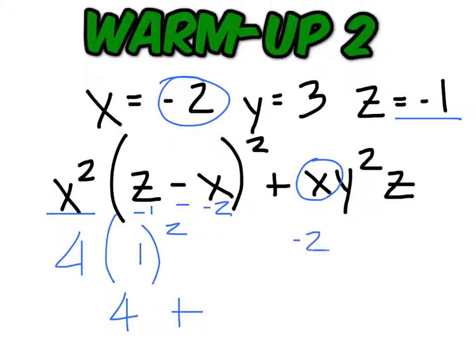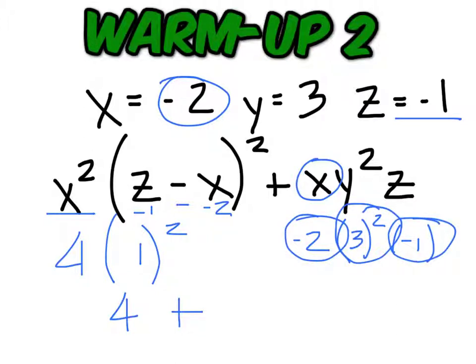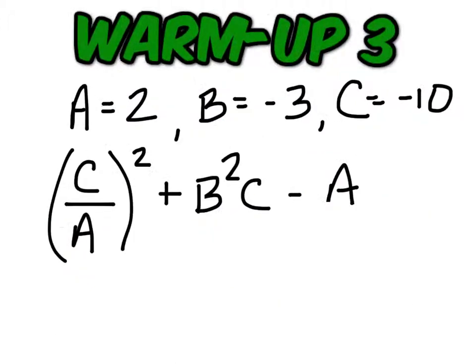Yeah, this is negative 2, and then this will be 3 squared, and then you'll have your negative 1. This is 9, negative 18, positive 18. So it should be 22.